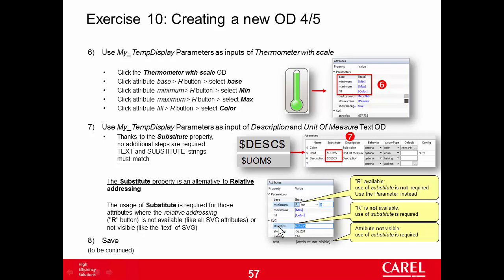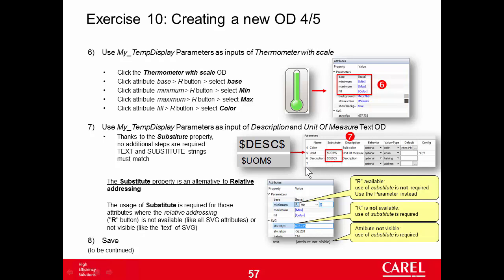There are other attributes like this for the SVG, this and this, that don't have the R button. So you can't select the relative addressing. The text is even worse, let's say, because the text property of the text object is not visible. So it is even more impossible to click the R because it is not available. So for this kind of parameter, we don't use the R, so we don't indicate names like this one, but we use the substitute.